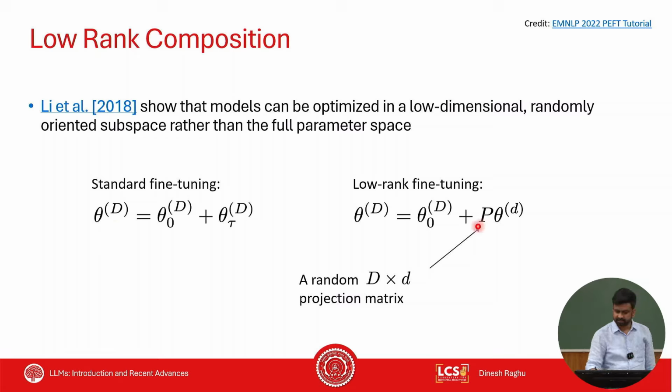So what they said is that if you have a random projection matrix P, which is randomly initialized and fixed, we are not going to train it. Now there is a certain d-dimensional vector. The dimension of P is capital D cross small d, and for a certain d which is much lesser than capital D, there exists a theta d which will achieve the same performance as theta D. And this value d depends on your base model, how capable it is, and what your task at hand is. If you have a very naive base model, even for small tasks you might need a big d, but if you have a very capable model and your task is simple, you might need a very small d. So it depends on the combination of both.